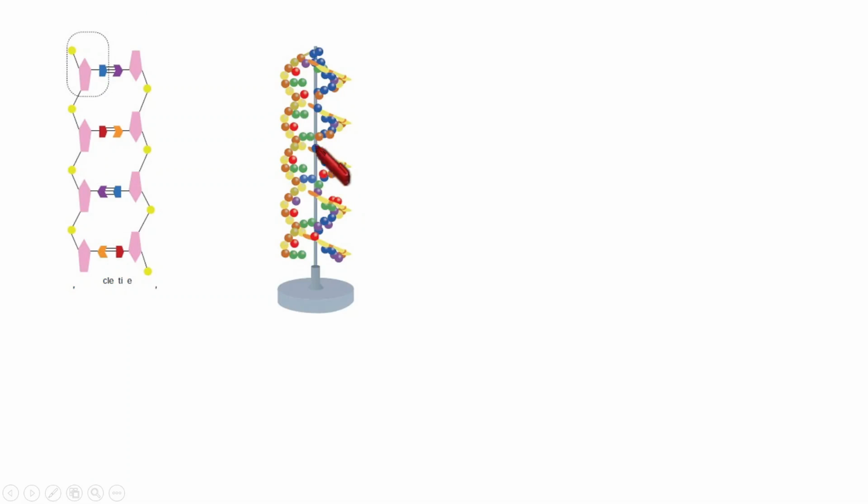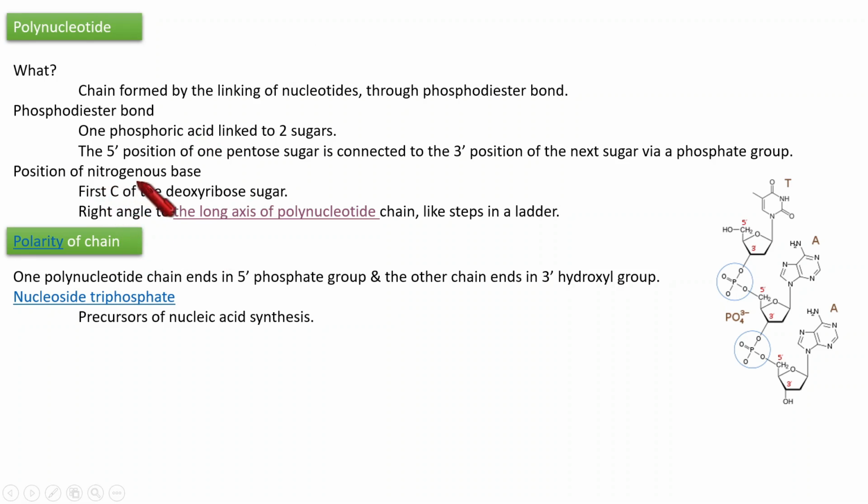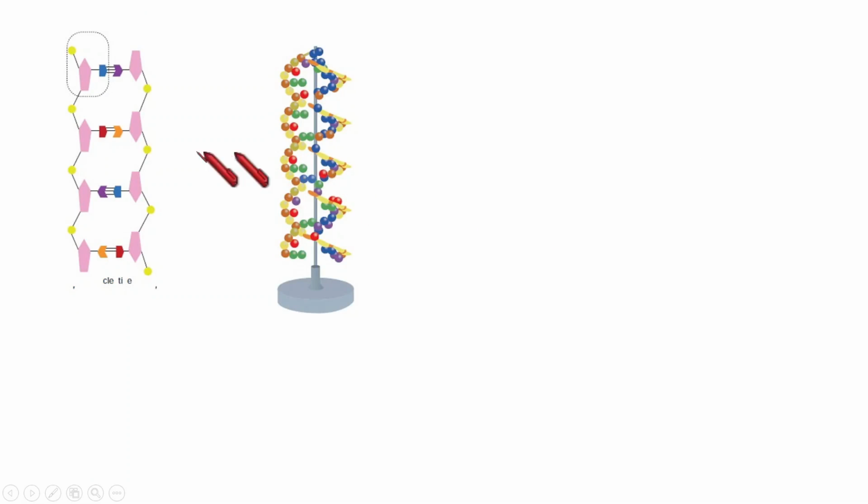I will show you that. So this is the polynucleotide chain and its long axis we can see. And if we consider that axis, the direction, orientation of that nitrogenous base, it is right angle to that long axis of the polynucleotide chain. So that orientation is right angle. Okay. So that nitrogenous base, it is positioned right angle to the long axis of polynucleotide chain, like steps in the ladder.